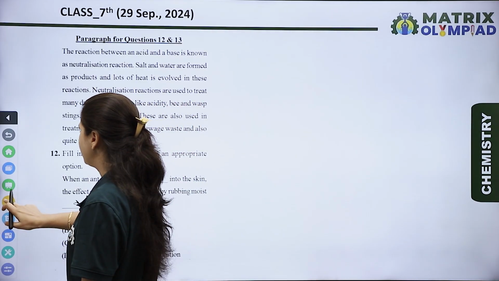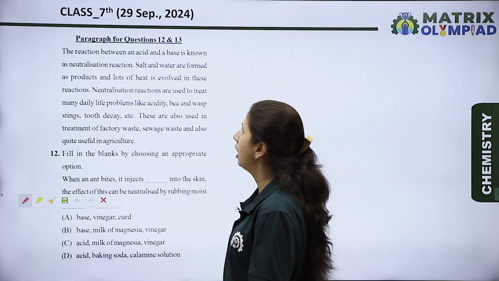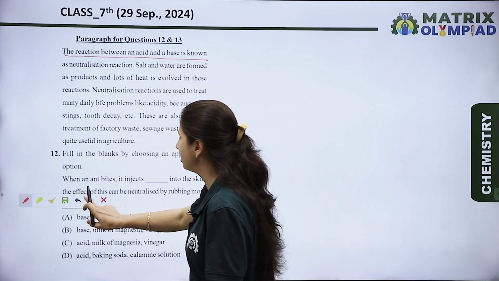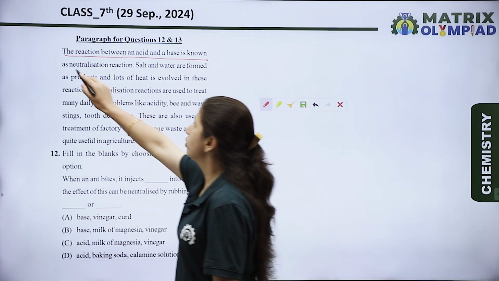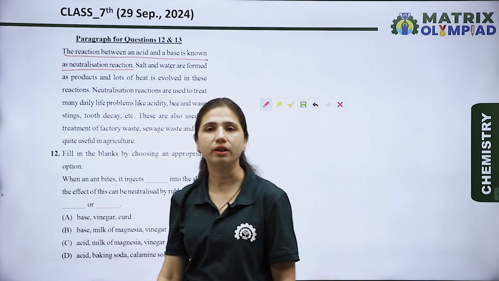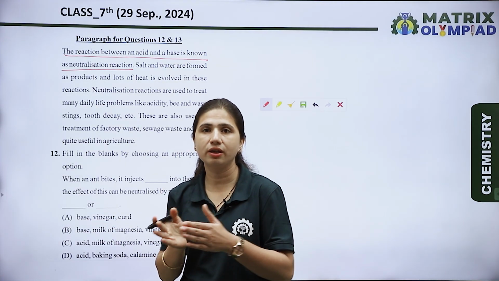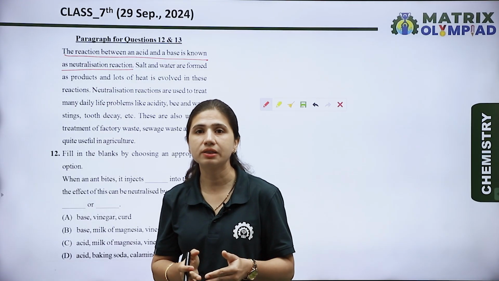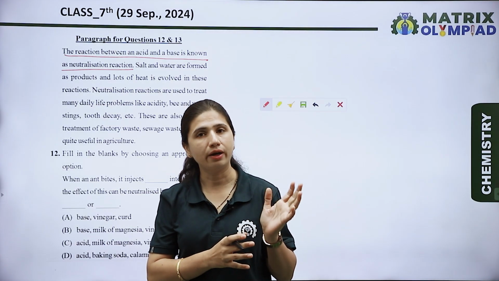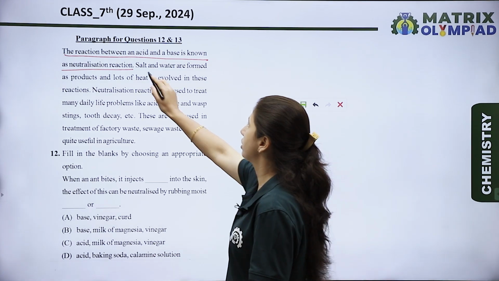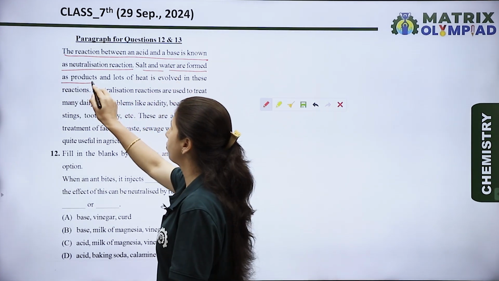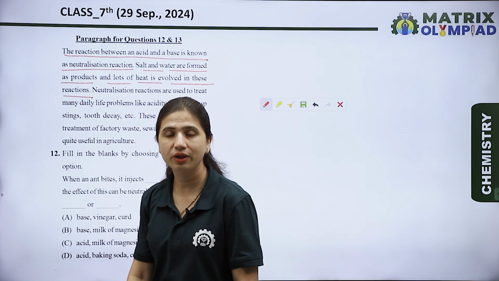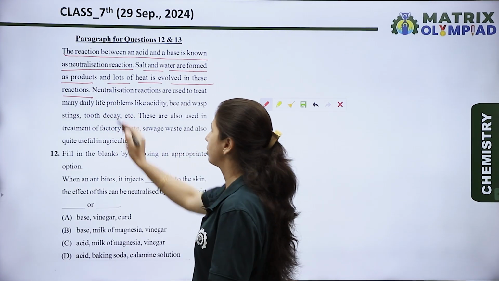The next question is a paragraph based question. Now let's see the paragraph. The reaction between an acid and a base is known as a neutralization reaction, in which when an acid reacts with a base, it produces salt and water. Salt and water are formed as products, and lots of heat is evolved in these reactions. So it is basically an exothermic reaction.